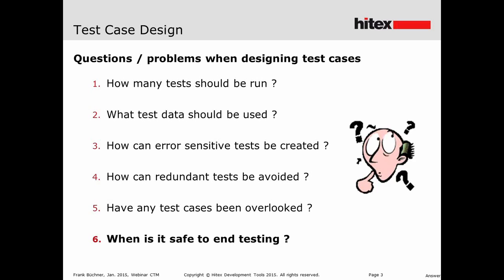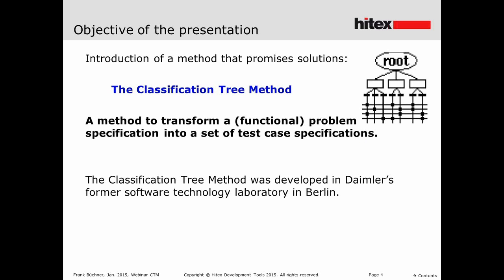Okay, the answer to all these questions might be given by the method I would like to introduce today, the classification tree method. And in one sentence, the classification tree method transforms a functional problem specification into a set of test case specifications. I do explicitly say test case specification and not test cases, and we will see the difference later on. The classification tree method stems from Daimler, back from a time when they were called Mercedes-Benz.